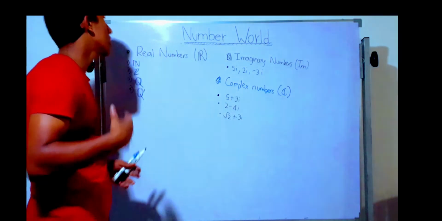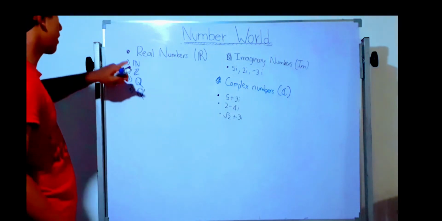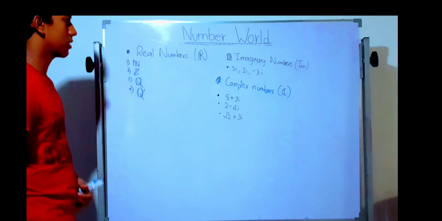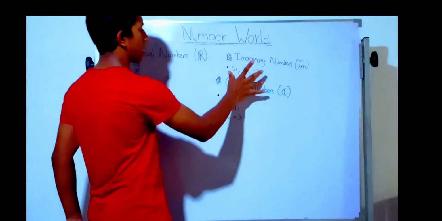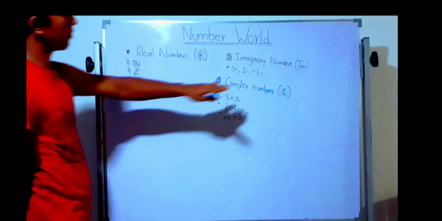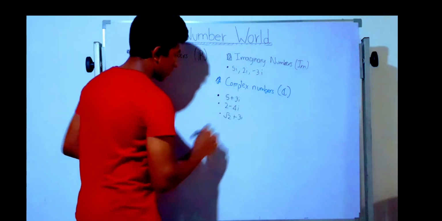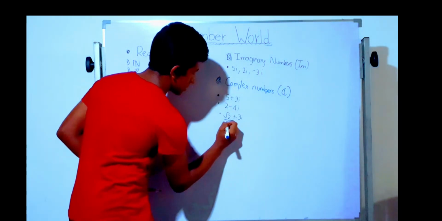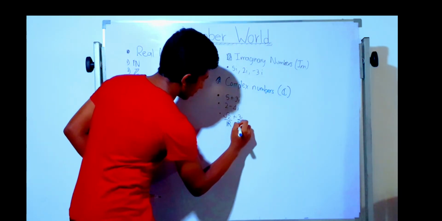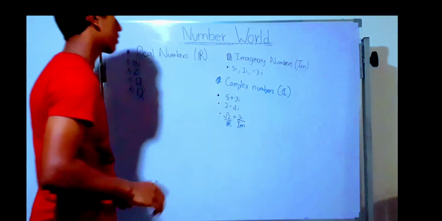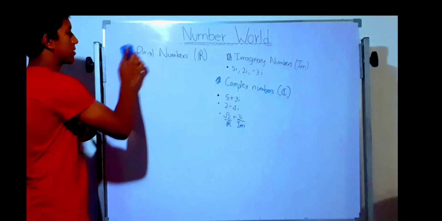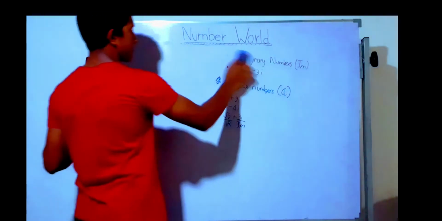Now we'll summarize what we learned so far. Real numbers have natural numbers, integers, rational numbers and irrational numbers. Imaginary numbers are not real. An imaginary number and a real number form the complex number. So if we look here, this is the real part and this 3i is going to be the imaginary part. Now we learned the topics so far, so let's look at the big picture.